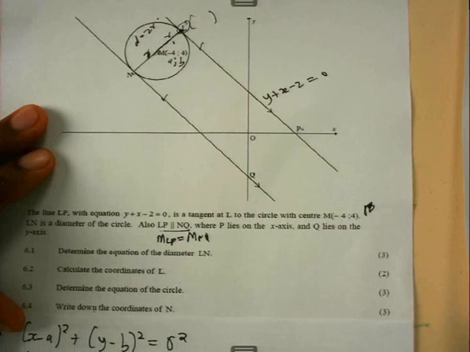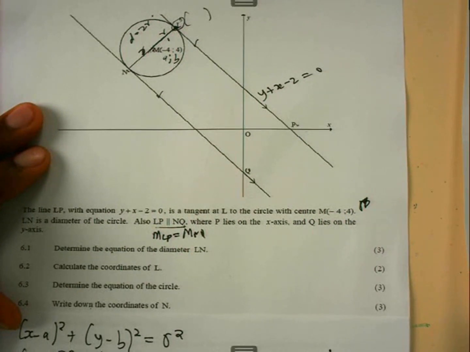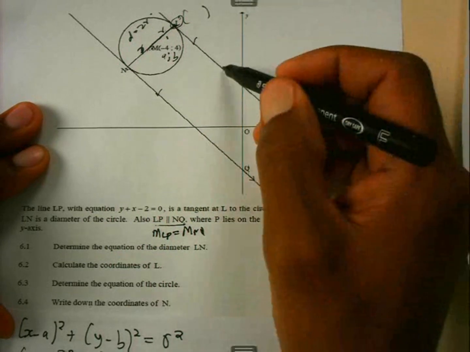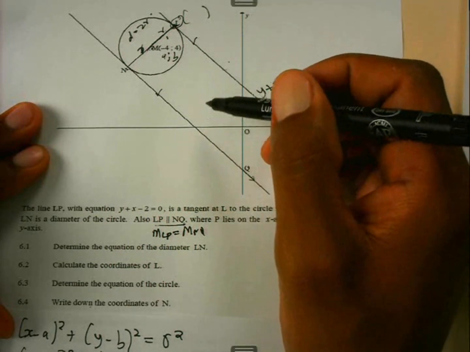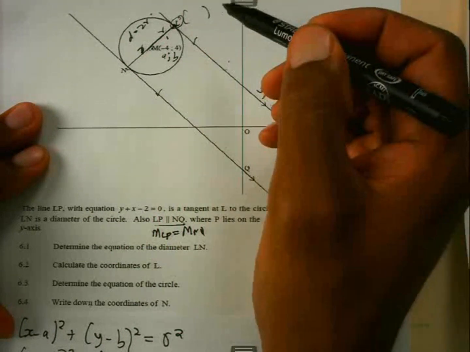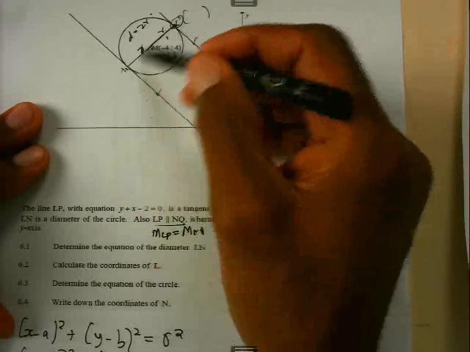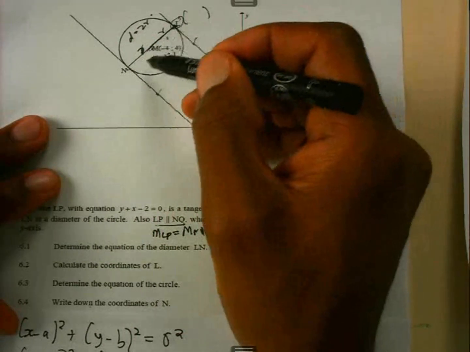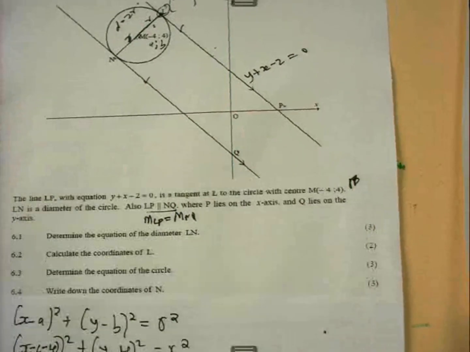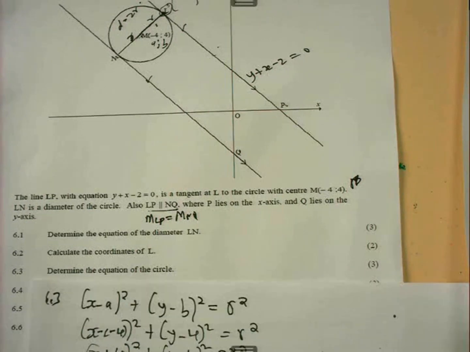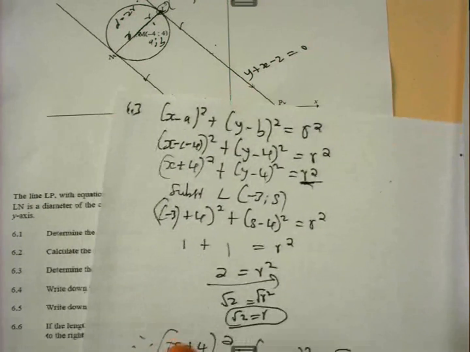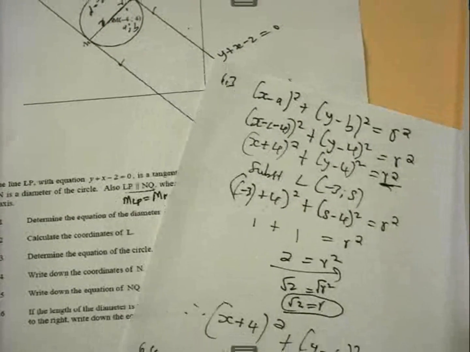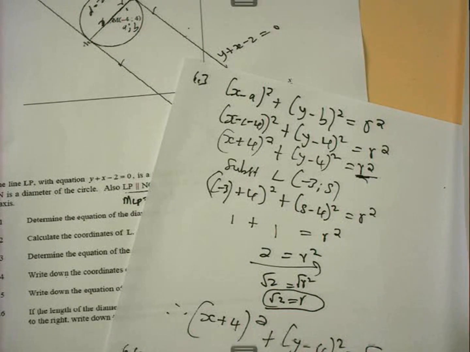Of course, you must look at the information now. Boys and girls, this is a 3 marks question. We cannot do it the same as we did on this one. Why? Because now we know what L is, we know what the center is. Because this is the diameter, it means now we can use the center to determine the coordinates of n. Right, that is question 6.4. What are we going to do now? The center is our midpoint now of the line LN.